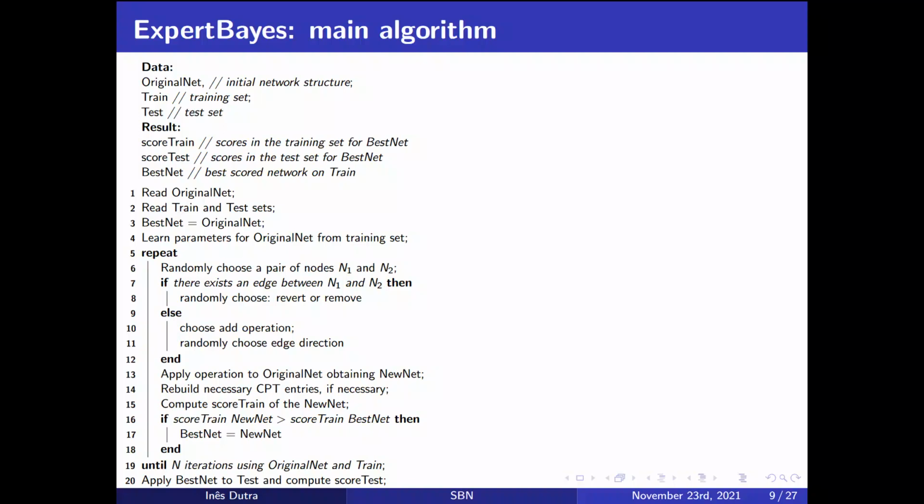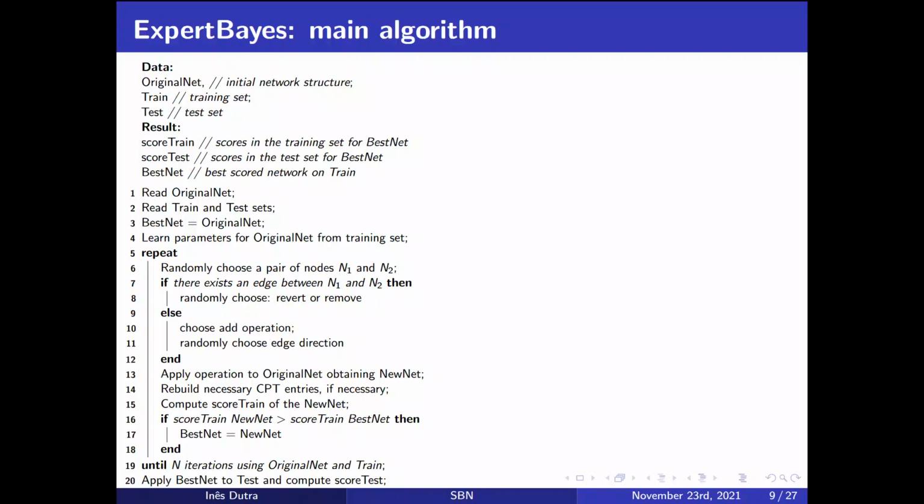We don't change the original network. We just do one modification of the original network and then choose the original network again to do another modification, in order to keep the basic structure of the experts as close as possible to their mental model of the relation between the variables, right? So we choose two nodes and then randomly choose to reverse or to remove the edge between these two nodes. If there is no edge between these two nodes, we choose an add operation and randomly choose the edge direction because the graph needs to be directed.